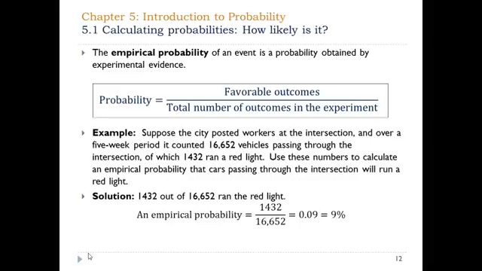The favorable outcomes here is the cars that run a red light. There were 1,432 cars out of 16,652 cars that ran a red light. And the empirical probability of cars running a red light at this specific intersection is 1,432 divided by 16,652, or 9%.